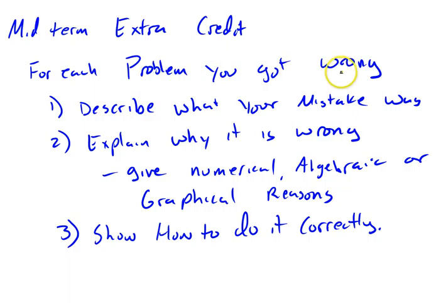For each problem that you get wrong, I want you to do three things. One, you need to describe what your mistake was. Two, explain why it was wrong. You may give some numerical reasons, some algebraic reasons, some graphical reasons. Explain why it's wrong, and then three, show me how to do it correctly.